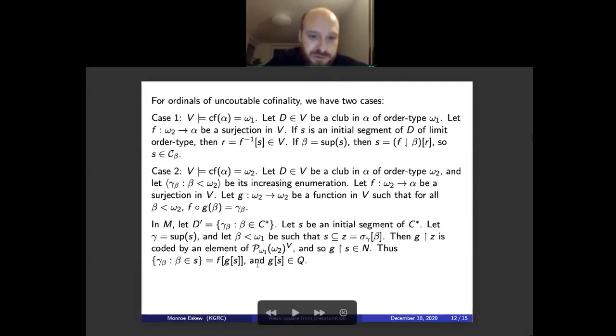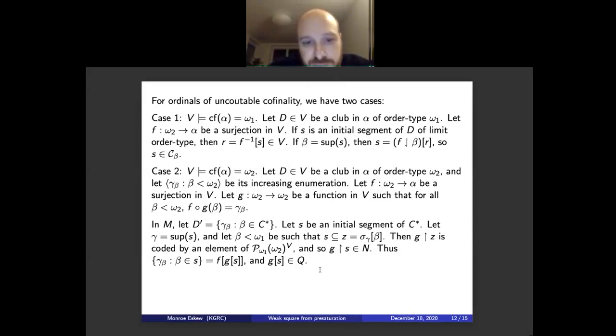And by definition of the C sub, what would it be? F of gamma, that would be a member of script C sub F of gamma. So we have the coherence still.